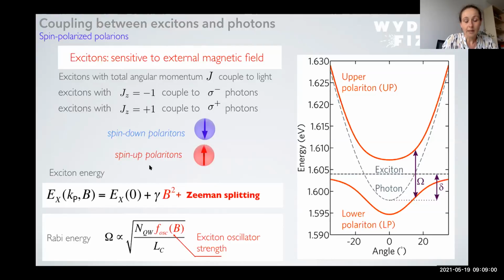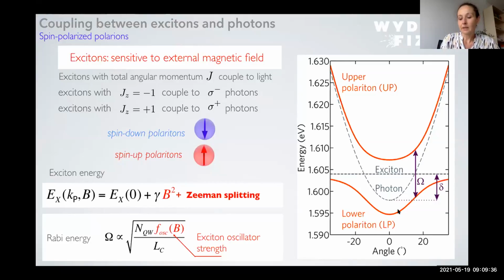So if we apply an external magnetic field, what happens to the exciton energy? Actually, there are two terms that the magnetic field modifies. There we have the diamagnetic shift that is proportional to the external magnetic field squared, and then we have the Zeeman splitting. And of course, you know that the Rabi energy, the coupling strength between exciton and photon, is proportional to the exciton oscillator strength. So in an external magnetic field, this oscillator strength is modified, and the Rabi energy usually increases.